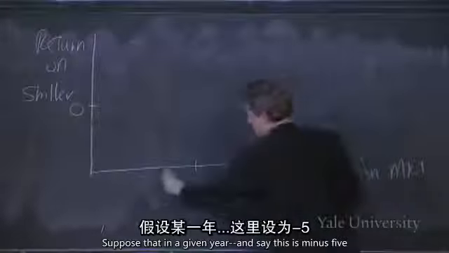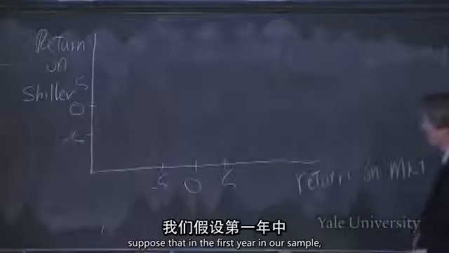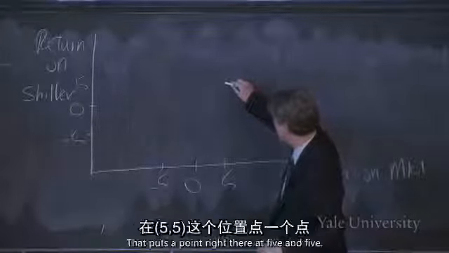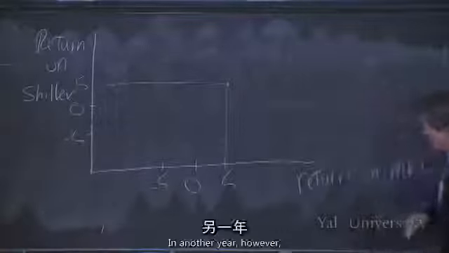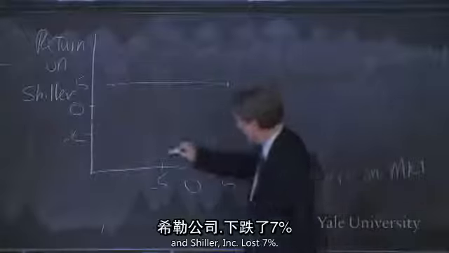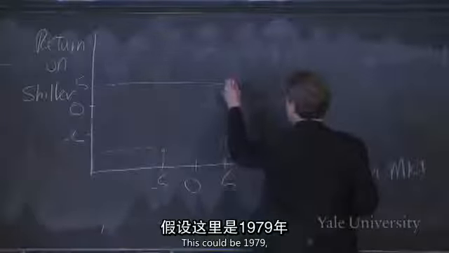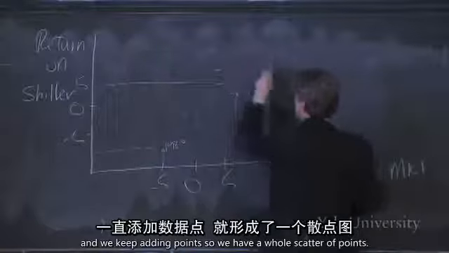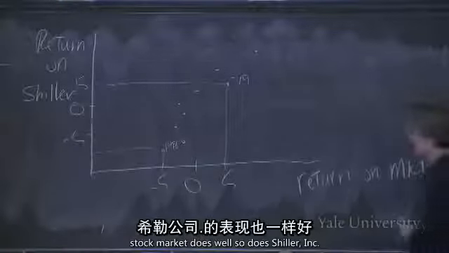And suppose that in a given year, and say this is -5, and this is +5, this is -5, and this is +5. Suppose that in the first year in our sample, the company, Schiller Inc., and the market both did 5%. So that puts a point right there, at 5 and 5, okay? And in another year, however, the stock market lost 5%, and Schiller Inc. lost 7%. So we'd have a point down here, at -5 and -7, all right? So this could be 1979. This could be 1980. And we keep adding points. So we've got a whole scatter of points, all right? It's probably upward sloping, right? Probably when the overall stock market does well, so does Schiller Inc., all right?